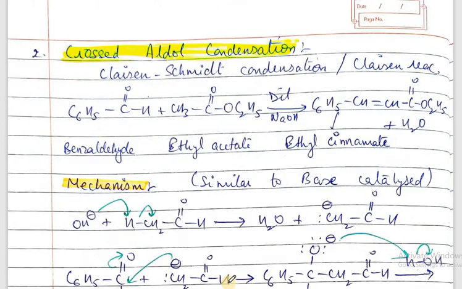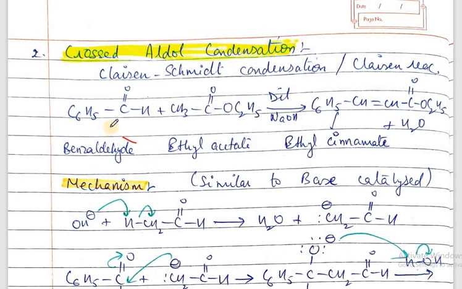So next is the crossed aldol condensation, also called Claisen-Schmidt condensation. As we have already done aldol condensation, we are just repeating the first reaction: this benzaldehyde and this ethyl acetate in the presence of dilute NaOH give this product, ethyl cinnamate, its common name, and water is formed.